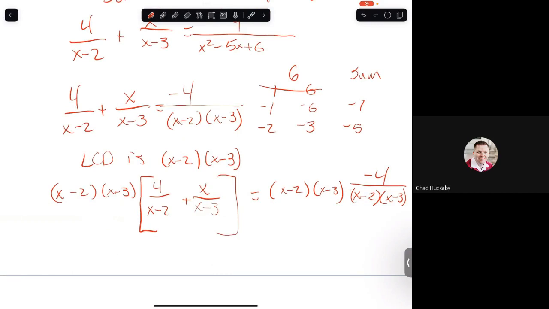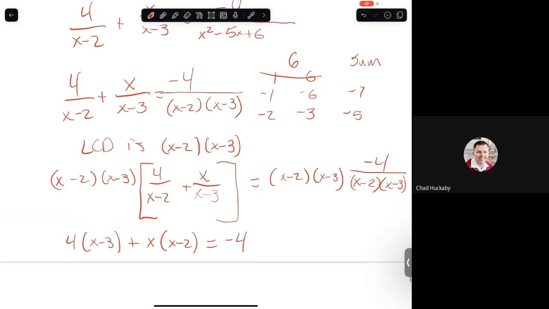So when we distribute these two factors to the first term, the x minus 2's cancel, and I'm left with 4 times x minus 3, plus, this time the x minus 3's cancel out, I'm left with x times x minus 2. And then on the right-hand side, the x minus 2 and the x minus 3 cancel out, so I'm left with -4.